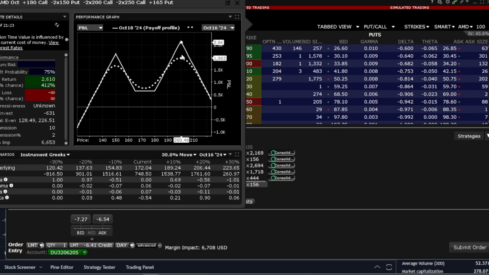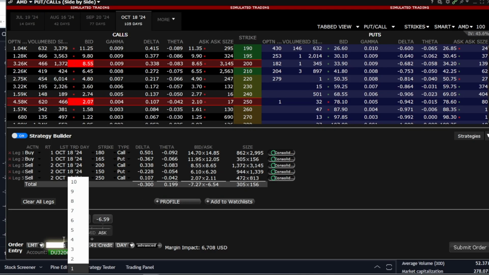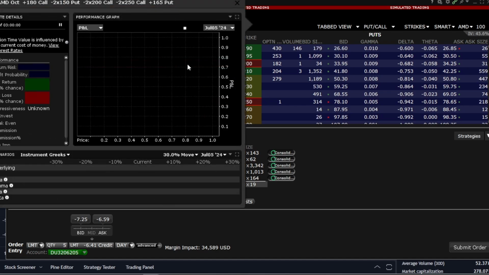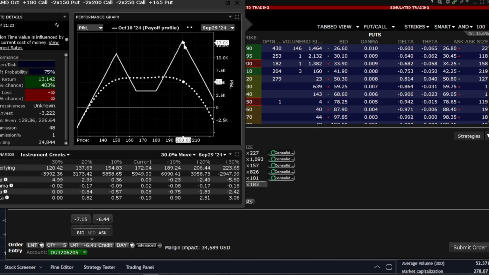The payoff diagram looks like this. If the stock rises to $200, we will earn $2,500. We can increase the position, for example, to 5 open positions, which would increase the potential profit. So if, for example, the stock rises to $200, we can earn $13,000 from 5 positions. If it falls to $150, we can also make $10,000. If the stock moves sharply up or down, we might incur some losses.